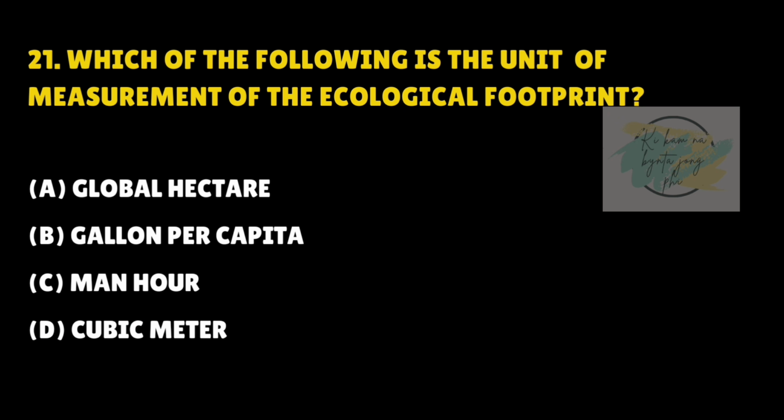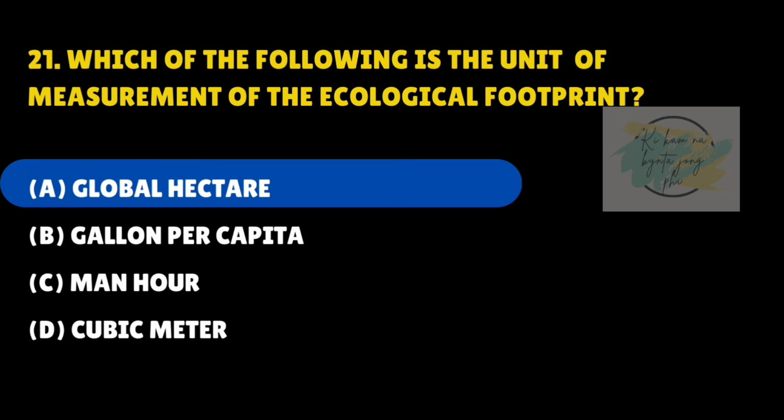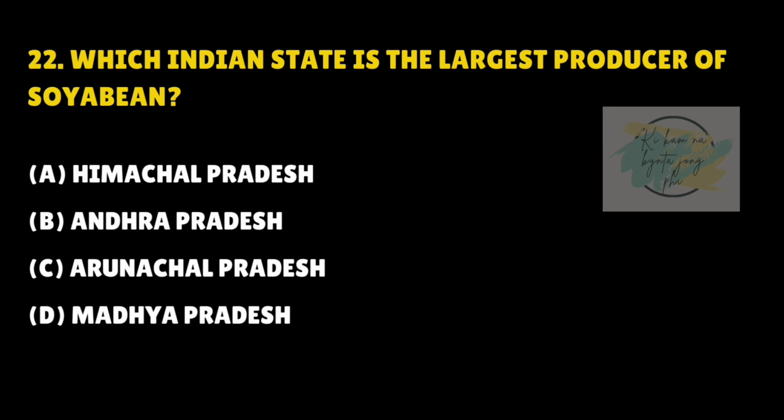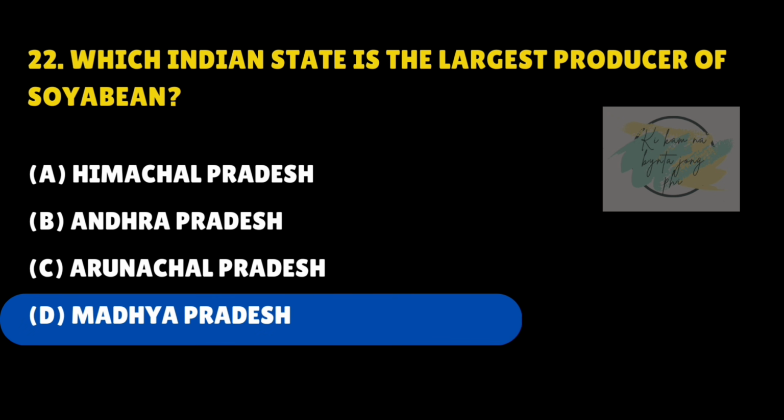Which of the following is the unit of measurement of the ecological footprint? Answer is A. Global hectare. Which Indian state is the largest producer of soybean? Answer is D. Madhya Pradesh.